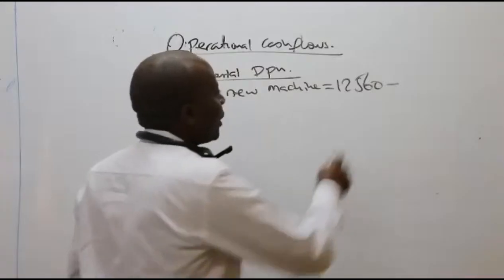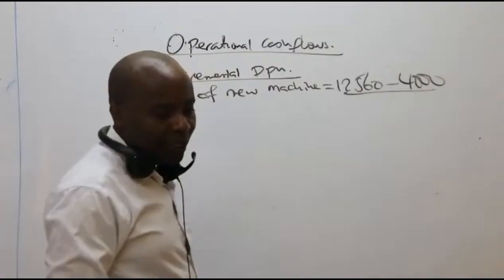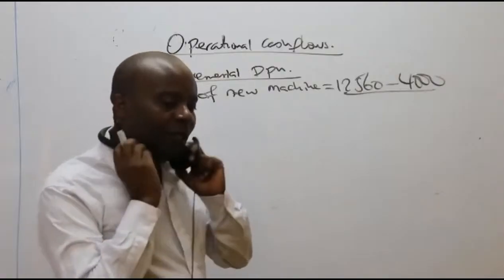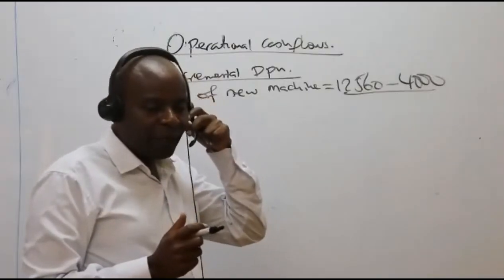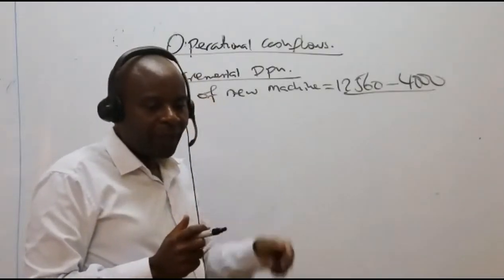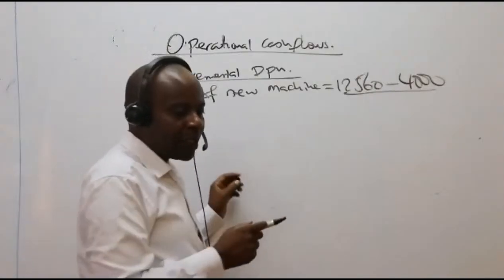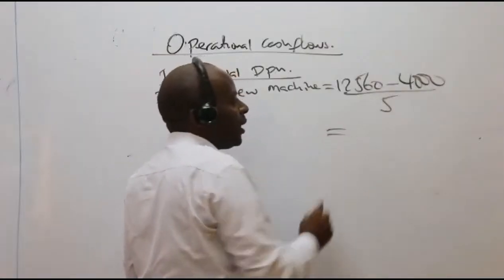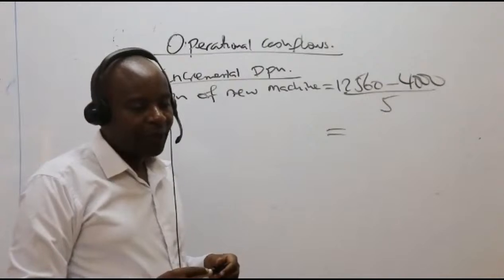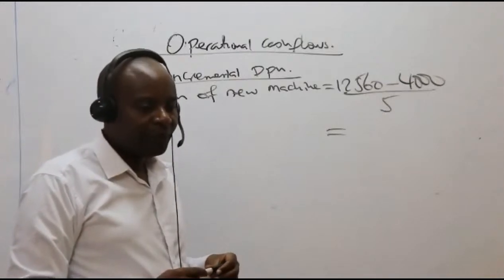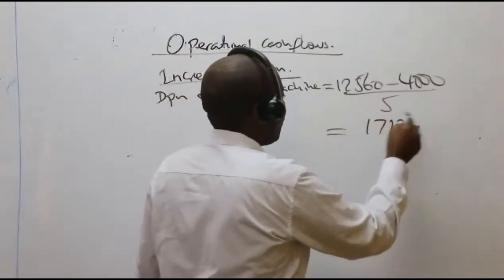So 4,000 divided by number of years, which is how many? What do we have as our number of years? Are you able to hear me now? Number of years, 5 years. So then could you kindly give me this depreciation here? 1712. Thank you very much.